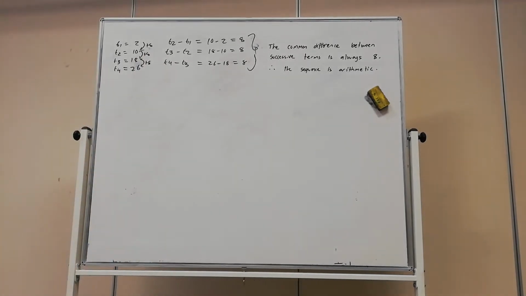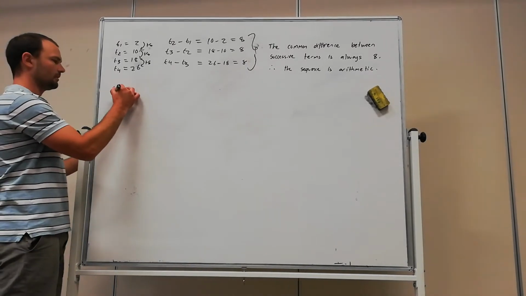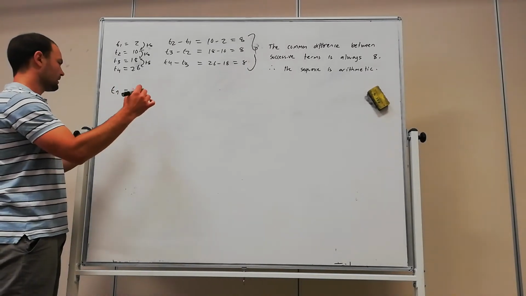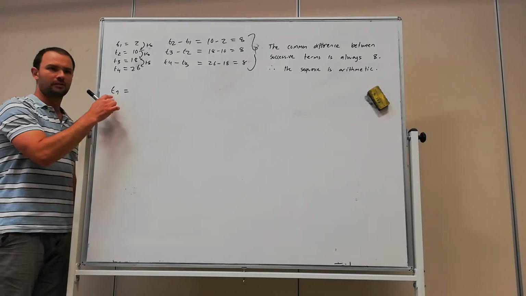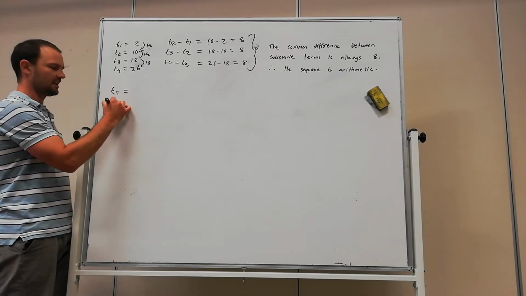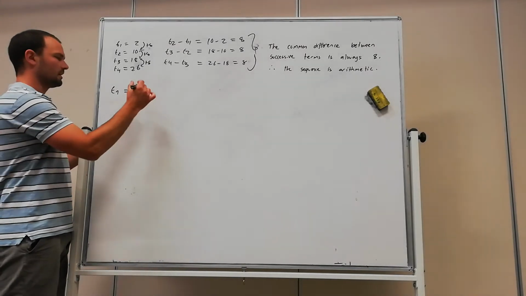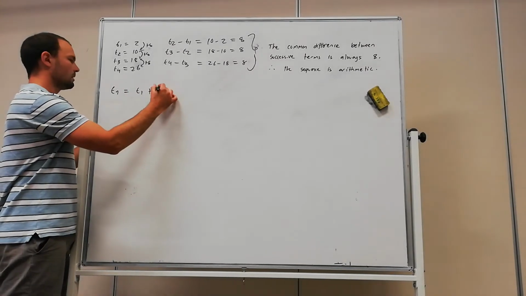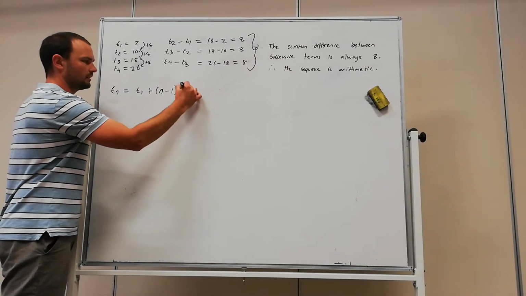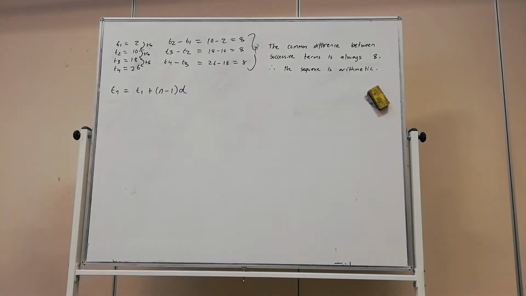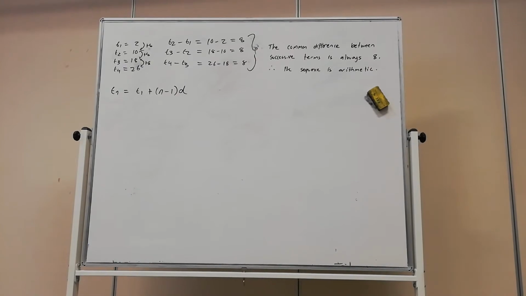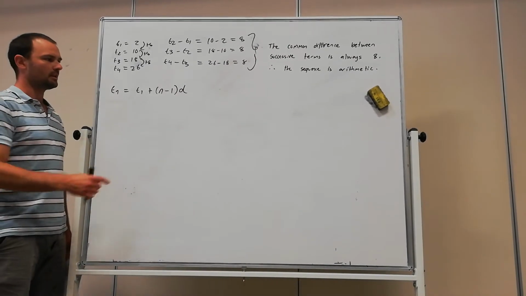Part B, find a formula for the general form. Right at the top we've got a description of the general formula. It is the nth term. So for any value of n, the nth term is going to be t1 plus n take 1 times d. N is our variable. Could be the 25th term, could be the 100th term. N is our variable here.